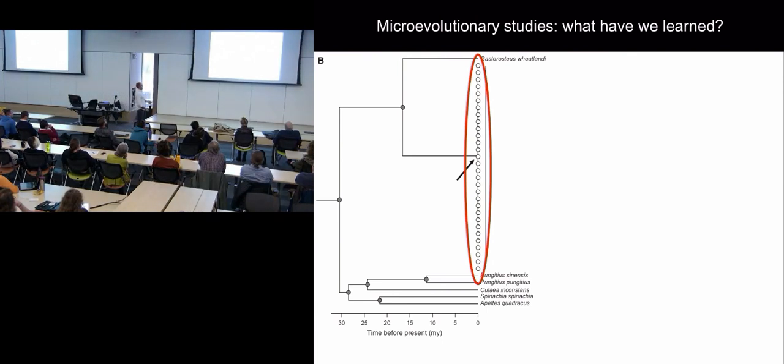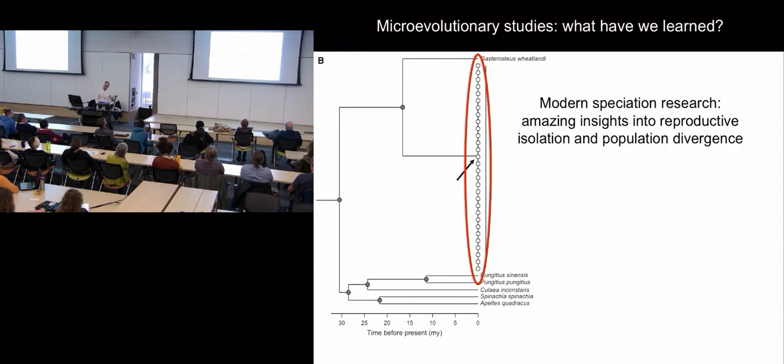We think about speciation often like this in traditional evolutionary biology, where we're focusing a lot on microevolutionary studies that are telling us about the evolution of reproductive isolation within relatively recently diverged populations. Now, this is where most speciation research is concentrated, and I would say that we're getting amazing insights into reproductive isolation and population divergence from these kinds of studies.